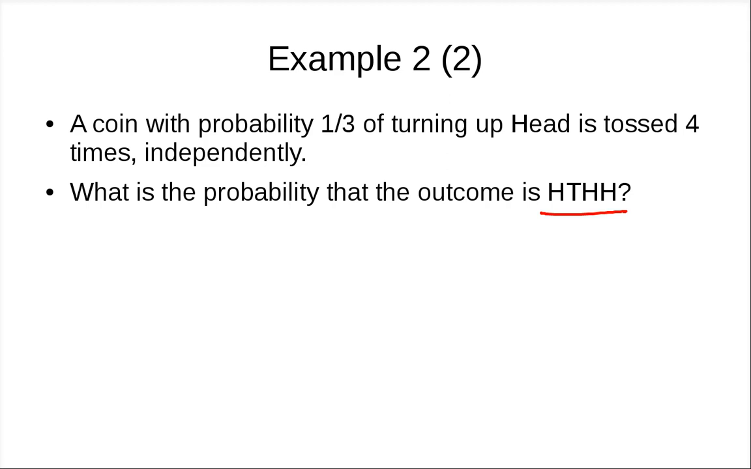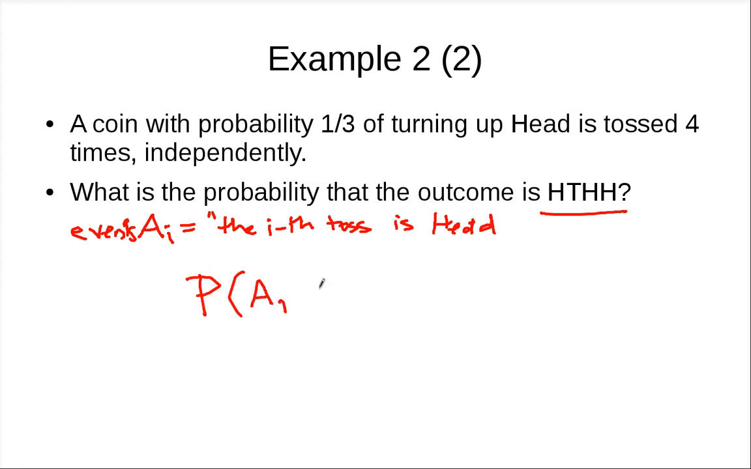All right. So you can do it in many ways. Let me define event Ai: the ith toss comes up head. So this probability is the probability of A1, and then A2 complement, A3, A4, and they are all independent, okay? Because we toss the coin independently, the probability that A1 occurs or A2 does not occur should be the same.